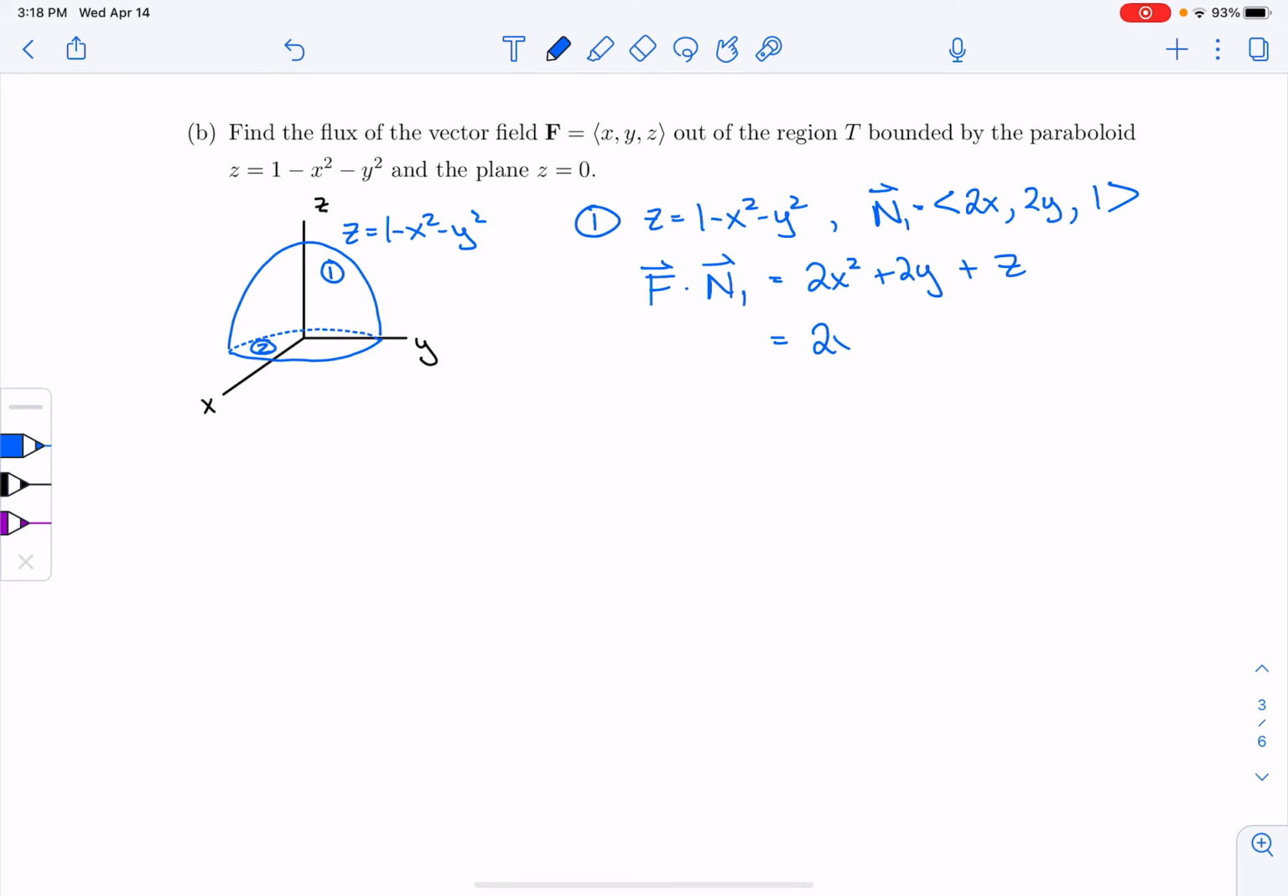So to restrict myself to the surface, here I'm going to replace z with the equation 1 minus x squared minus y squared. So I stay on that surface. So in fact, f dot n is going to be x squared plus y squared plus 1.